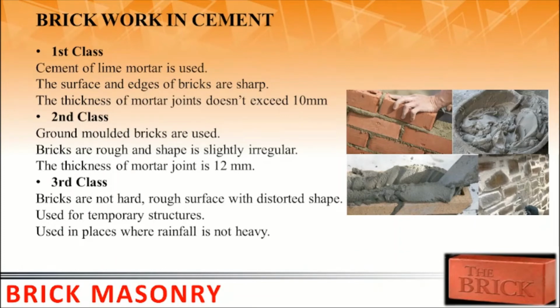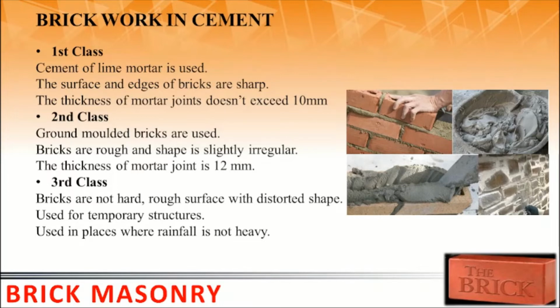Brickwork in cement are of three types: the first class, the second class and the third class. When the brickwork is done with first class bricks, cement or lime mortar is used. The surface and edges of bricks are sharp. The thickness of mortar joint doesn't exceed 10 mm.